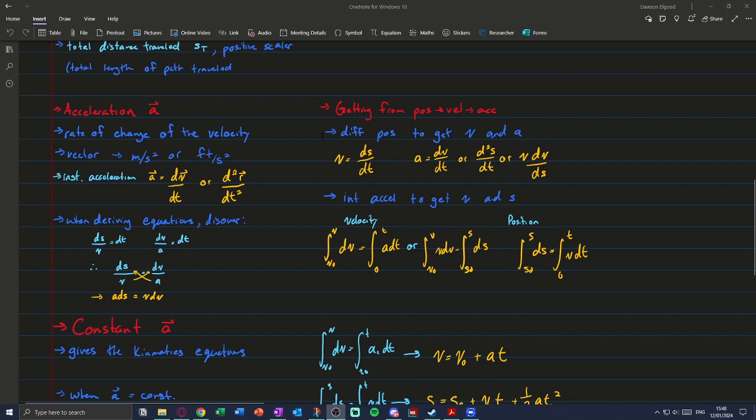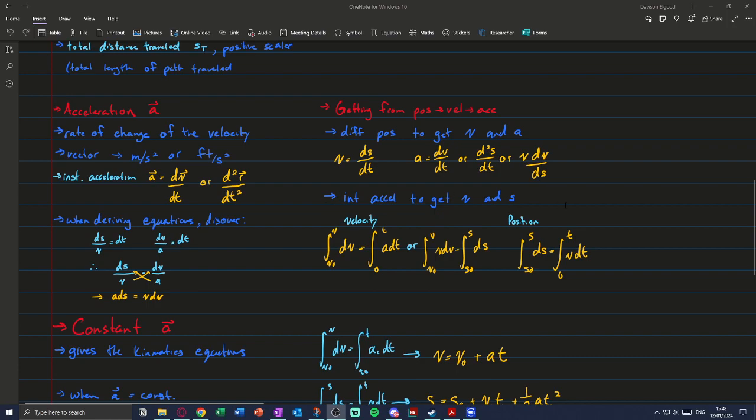And so one thing that we kind of think about is getting from position to velocity to acceleration and back and forth. So if you want to go from position, you differentiate the position to get the velocity and the acceleration. So v equals the derivative of position. The acceleration is the derivative of velocity, as said before, or the second derivative of position, or velocity times the change in velocity.